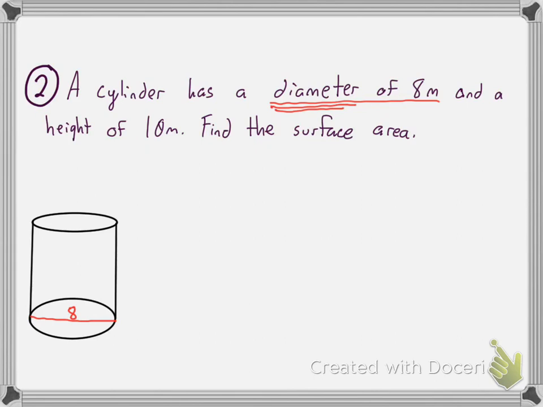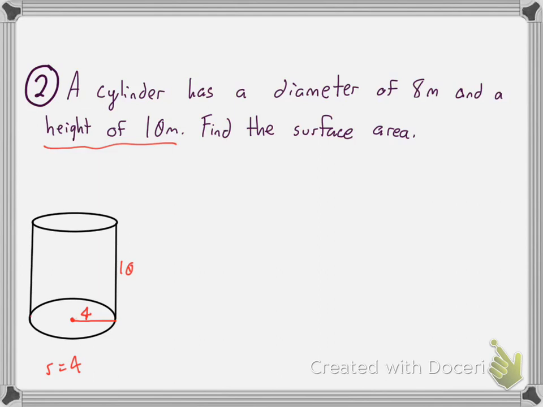So all I gotta do is change that 8 to be a 4, because I know that the radius is half of the diameter. So that's a key thing here. If you plug in 8, you're gonna get a totally different answer. So just make sure if you see diameter, divide that number by 2. So now I have my radius is 4, and my height is 10.